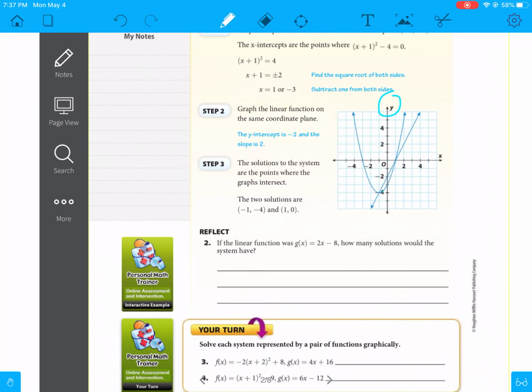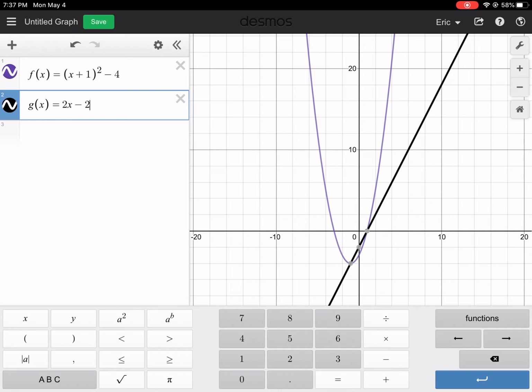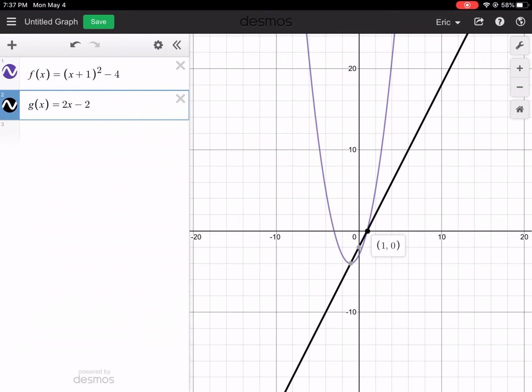There's another way you can do this, and I would suggest using Desmos. Here I've already plotted that. This is that example on page 670. So I have f of x equals (x plus 1) squared minus 4, which is the purple parabola. And I have g of x equals 2x minus 2, which is the black line. And then if you just see, it crosses 2 times, at 1, 0 and negative 1, negative 4. So you can do the same thing for the your turn problems.